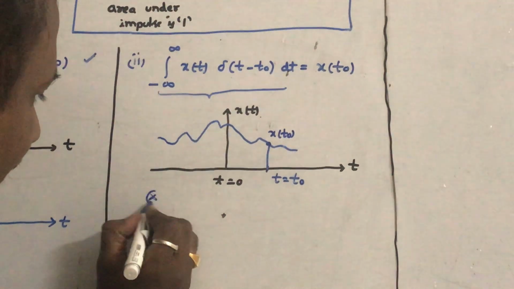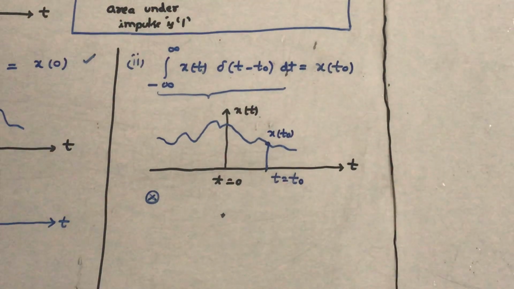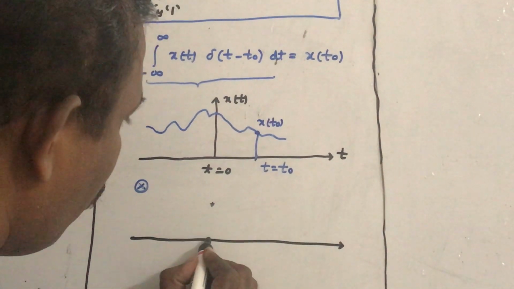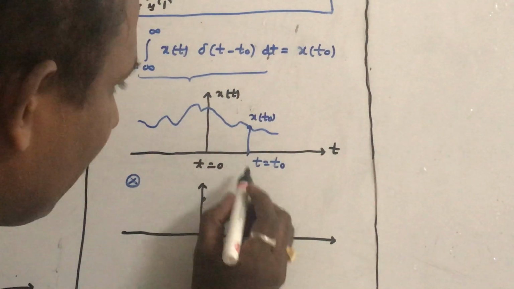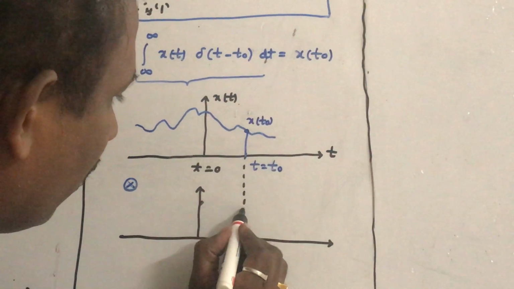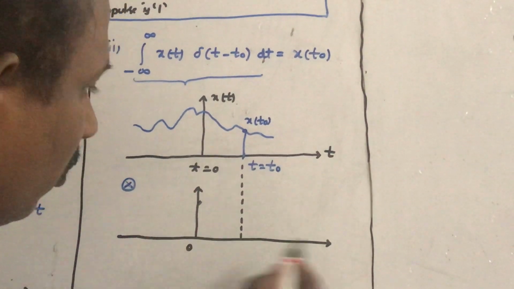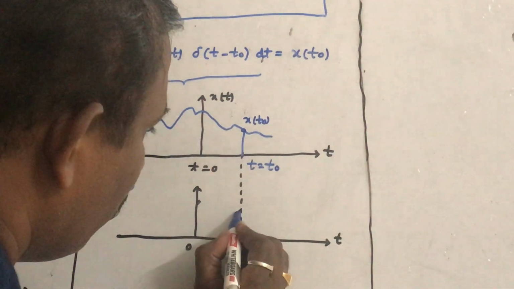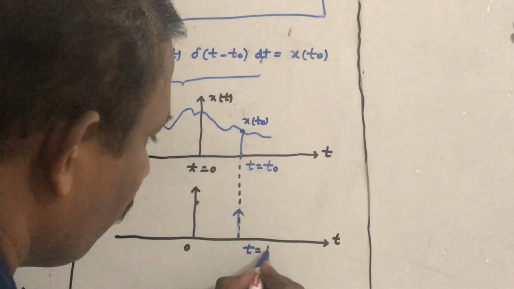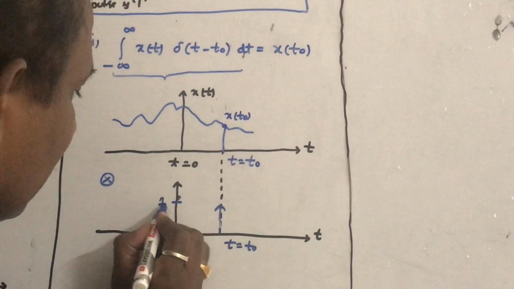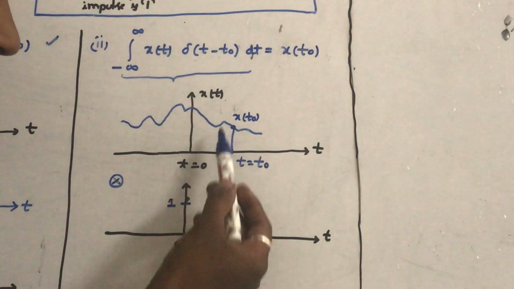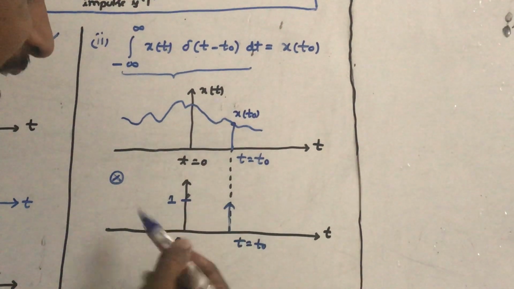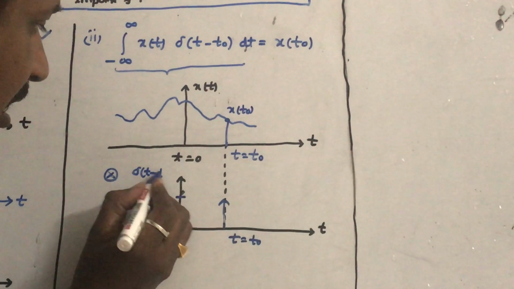Now this is multiplied with an impulse. Where does the impulse exist? The impulse exists at t is equal to t0. So this is 0, this is t, and this is t is equal to t0. The area under this impulse is 1. So if you multiply this arbitrary signal with the given del of t minus t naught, this is del of t minus t naught.